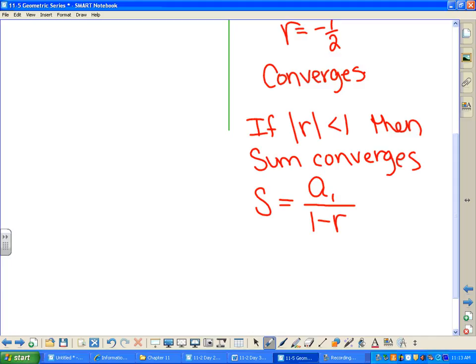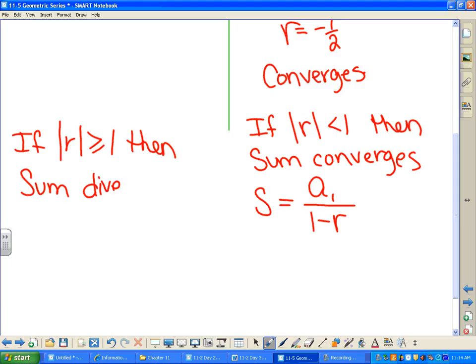But the first thing you have to do is decide if it's an infinite series and it is geometric, you have to decide what the r value is. Because if the absolute value of r is greater than or equal to 1, what's the sum going to do? Then the sum diverges.